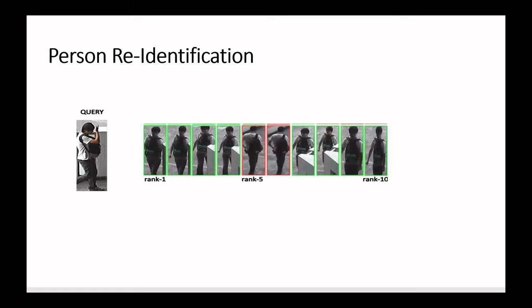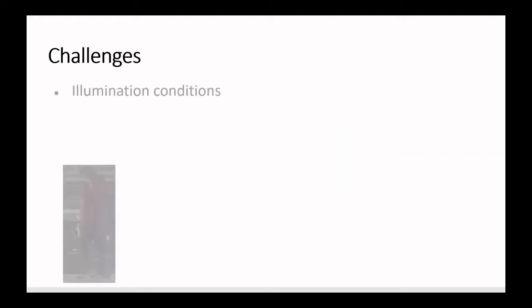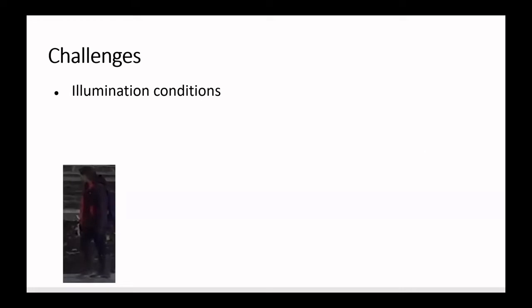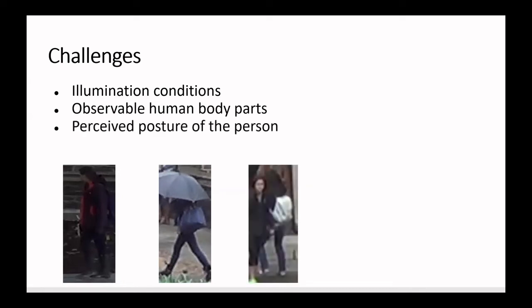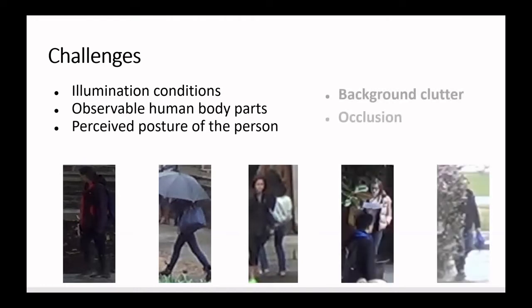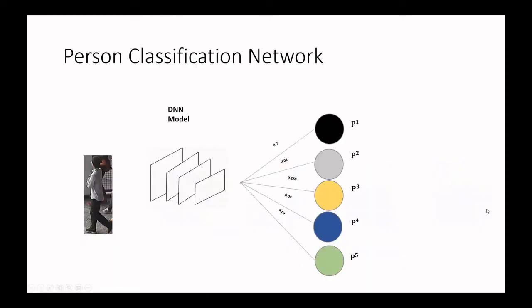The idea is that given an image like this, we want to find the top 10 matches from the reference images and rank them. Here we have ranked 1 to 10. The green ones are correct, the red ones are wrong. The challenges are that these images can look different due to illumination conditions. A person may be holding an umbrella, so you're not able to see the body parts. There can be different postures, background clutter, and occlusion. As you see here, this person is being occluded by a tree.